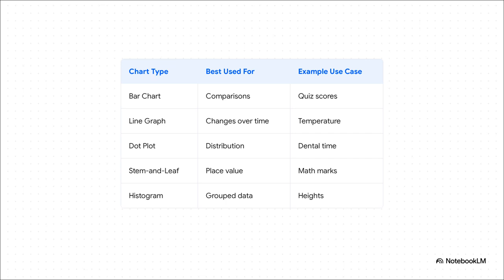And histograms? They display grouped continuous data collected in class intervals, like the heights of 50 girls. Oh, and fun fact, if you connect the midpoints of those histogram bars, you get a frequency polygon, which helps us easily see the overall shape of the whole data trend.